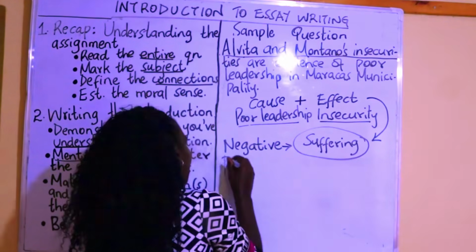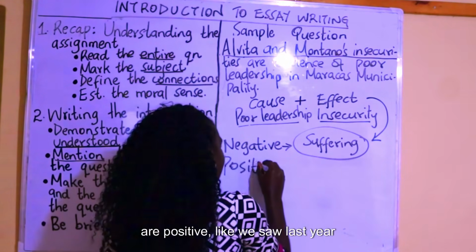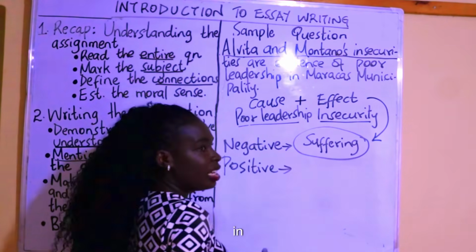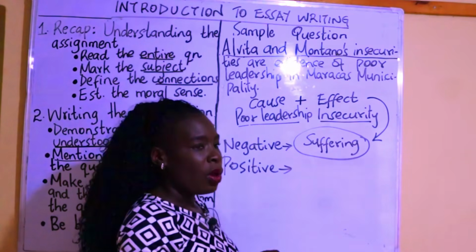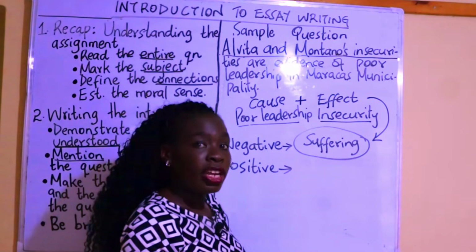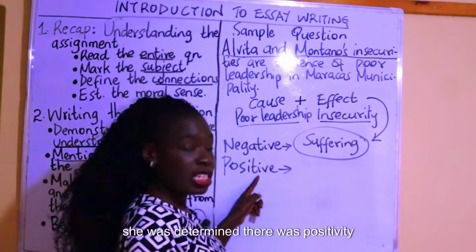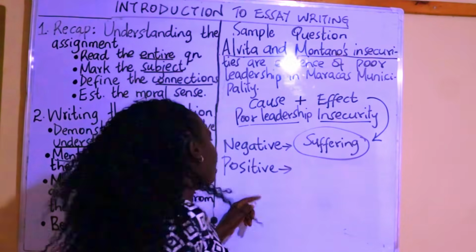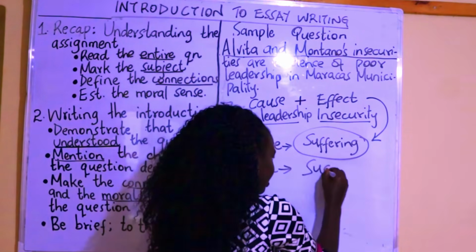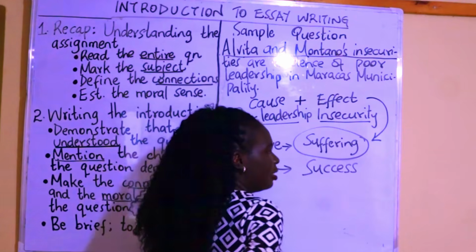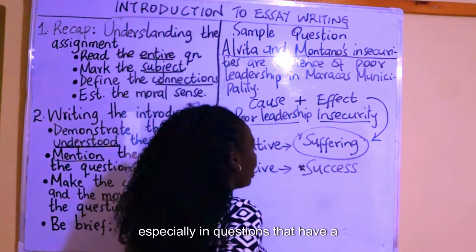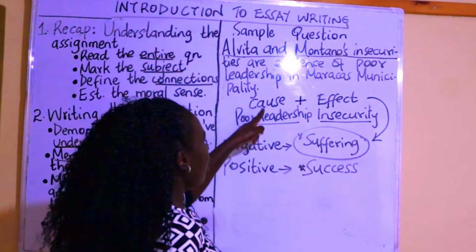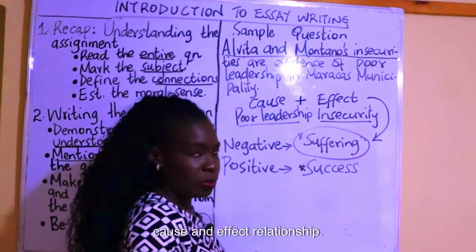Questions that are positive, like we saw in the other year, in 2024, while talking about Nicole. She was determined, there was positivity in her. They ended with success. So, suffering versus success, especially in questions that have a cause and effect relationship.